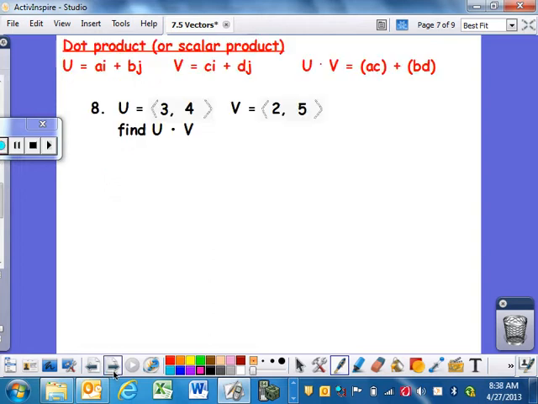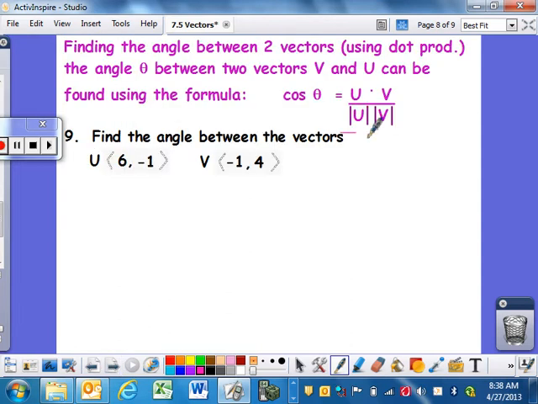Alright, the last thing, which may be new for some of you, is we're going to be talking about the dot product. Dot product, or scalar product, is not like the scalar multiplication we did back here. This is different. What we're going to do is, on your salmon sheet, we're going to end up using this formula right here.